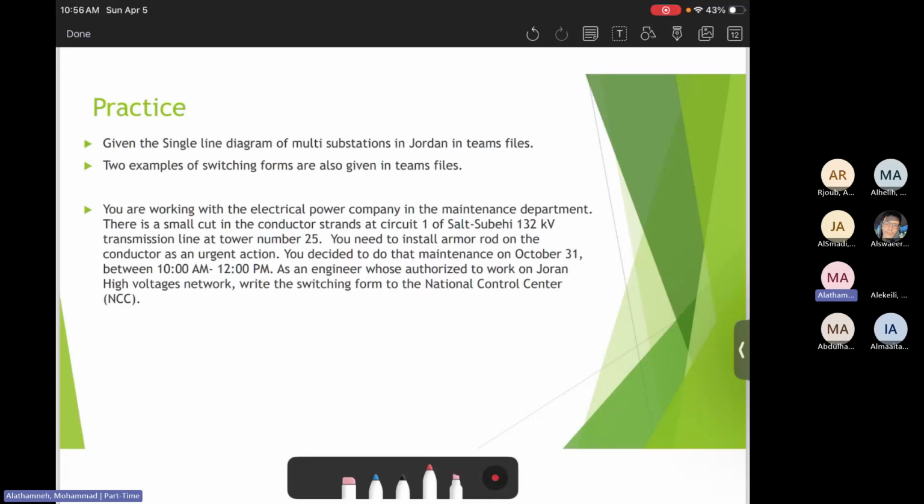In the example, given a single line diagram, it's a practice, by the way, it's a homework, and I will make the due date on Thursday, on the exam day.